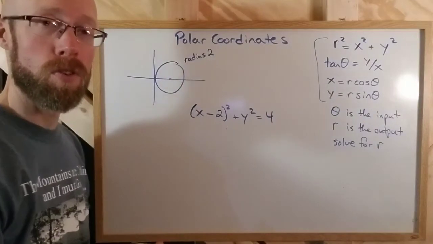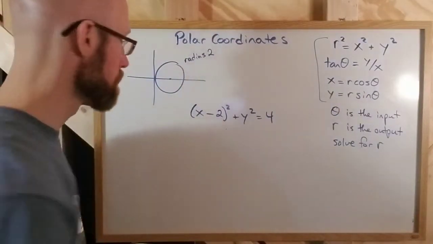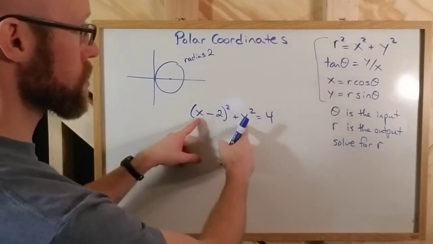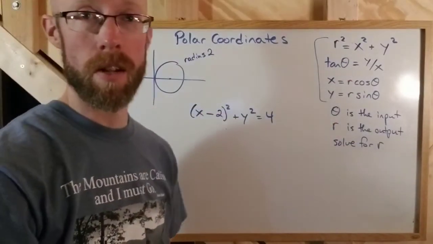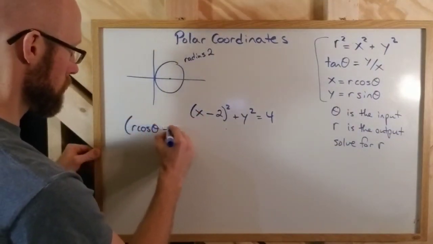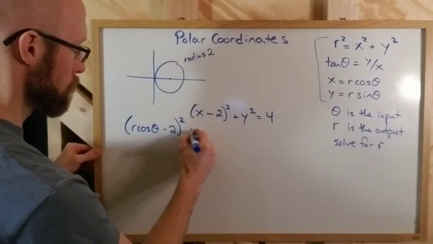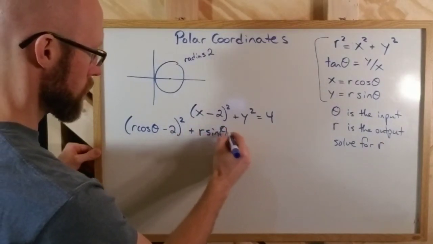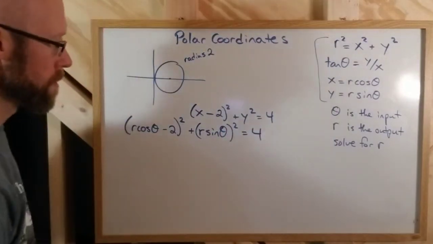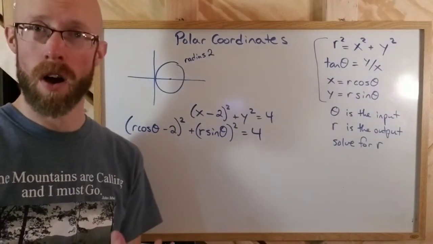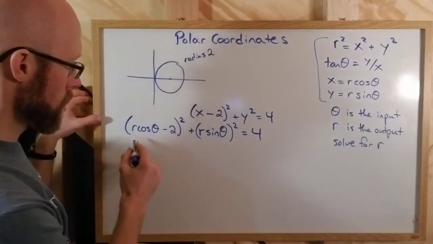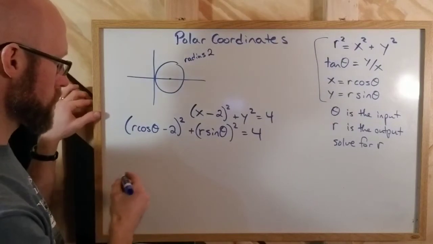However, if I were to convert that to polar form, basically I'm going to take all my x's and y's and convert them to r cos theta and r sine theta. So I'd have (r cos theta minus 2) squared plus (r sine theta) squared equals 4. Now again I want to solve this for r, if possible. So I'm going to maybe expand all of this out.